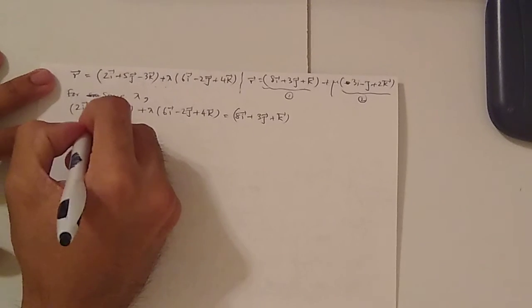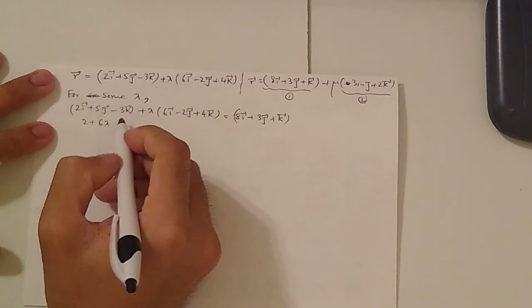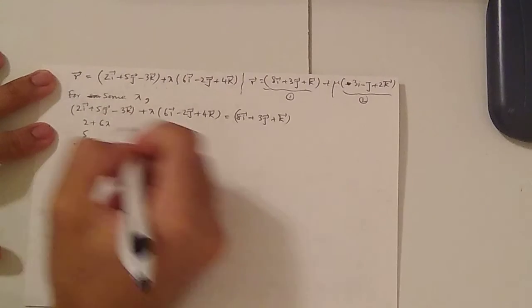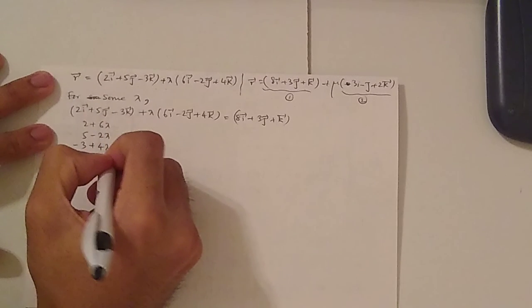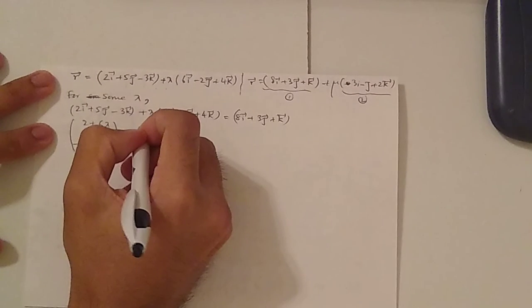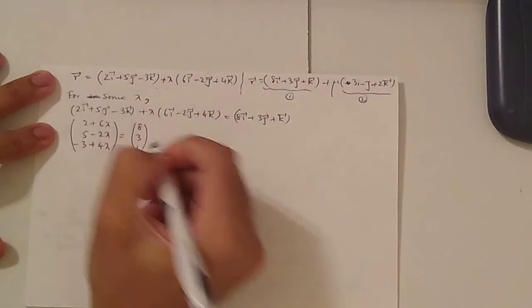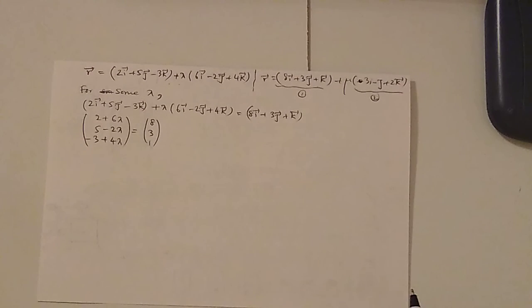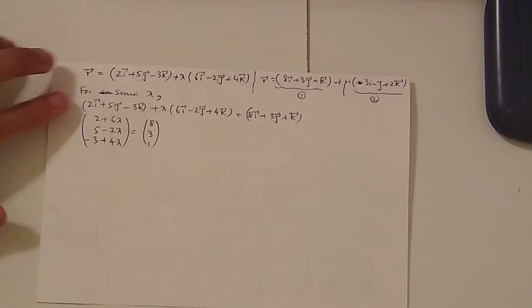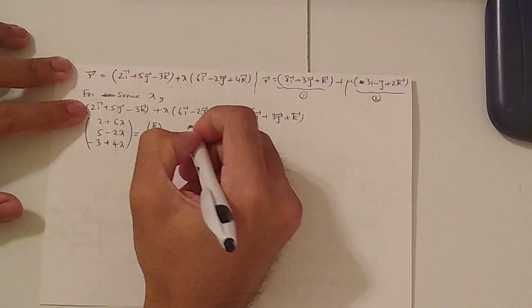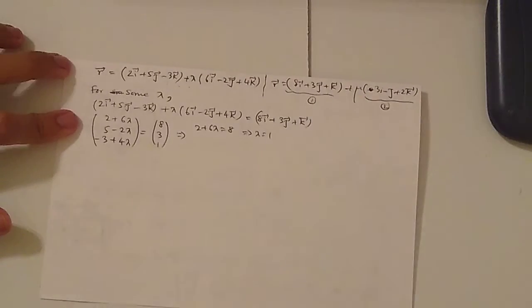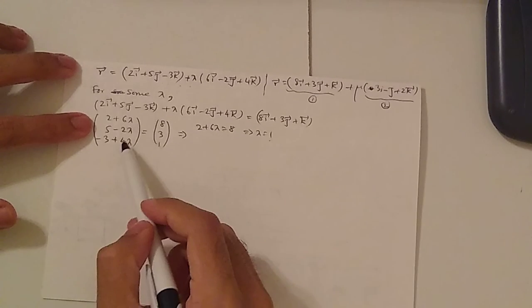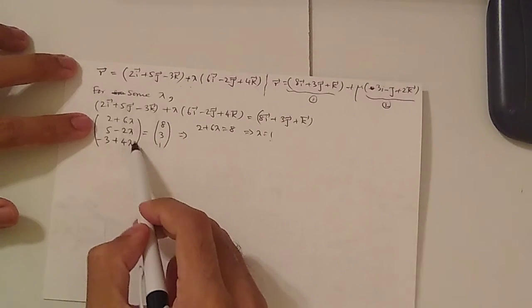So you have 2 plus 6 lambda, 5 minus 2 lambda, and then minus 3 plus 4 lambda. This is equal to 8, 3, 1. So 2 plus 6 lambda, 5 minus 2 lambda, minus 3 plus 4 lambda on the left hand side is equal to 8, 3, 1 on the right hand side. Now let's solve the first equation. 2 plus 6 lambda equals 8. Lambda is equal to 1. Now we need to see whether lambda equal to 1 satisfies the other two equations.